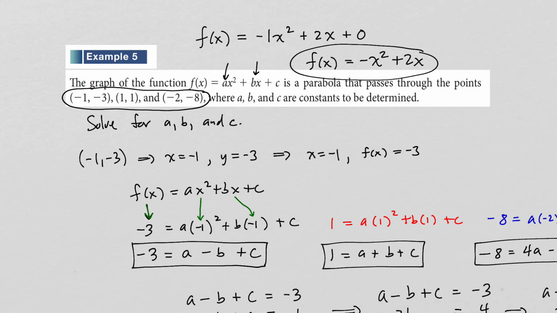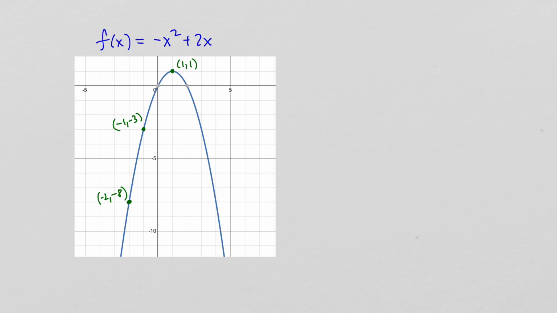Now, let's bring in a graph to make sure this is what happens. So here is the graph of the function f of x equals -x squared plus 2x. That's this graph here. And you can see that it does pass through the point (1, 1). It passes through the point (-1, -3). And it also passes through the point (-2, -8), as prescribed in the original problem.